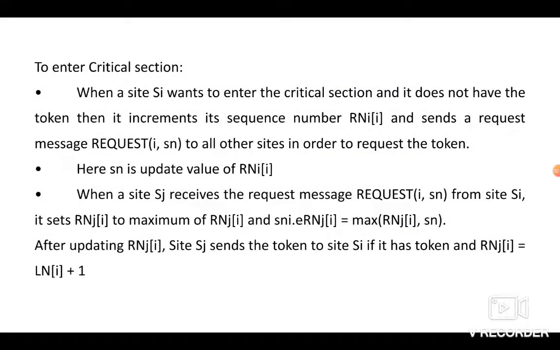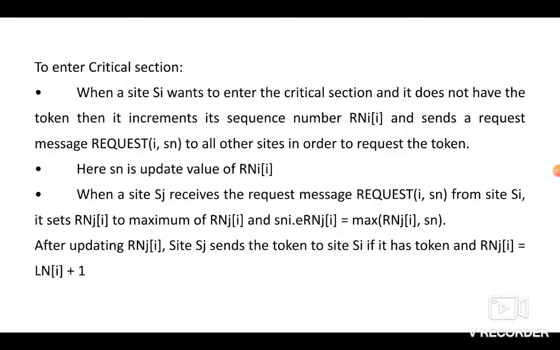But if it does not have the token, it has to increment its sequence number, that is RN i of i. After incrementing the sequence number, it sends the request along with the sequence number to all the other sites in order to request the token. The token may be held by some other site, so it sends a request for that token. What is Sn? It is nothing but the updated value of RN i of i, that is the sequence number.